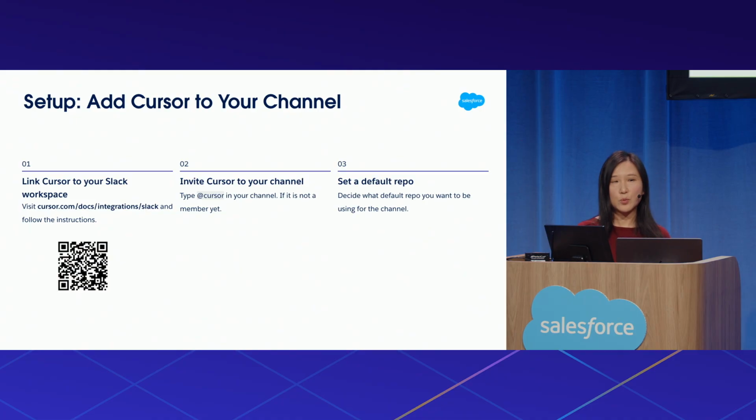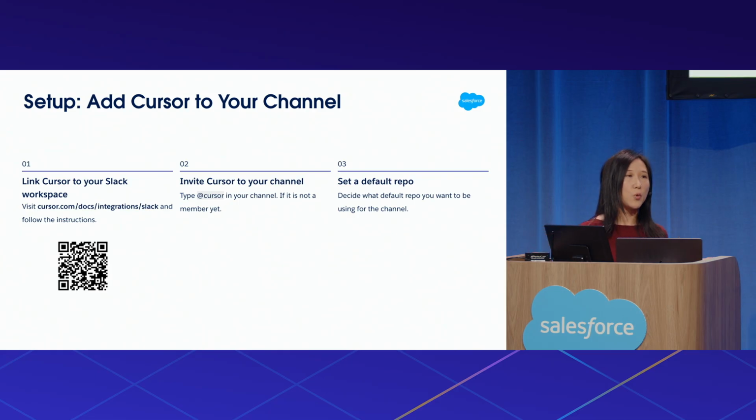And here is how you would set it up. So first you need a Git platform account. So for this, I was using GitHub, but you can use other Git platforms as well. And you need a Cursor account. So after you sign up, you can check out this link here. This is how you would set up the integration between Slack and Cursor. And it takes about 2 minutes.